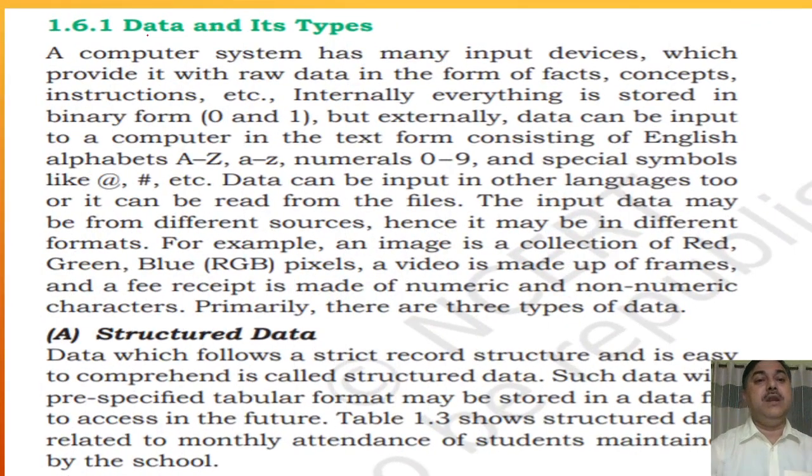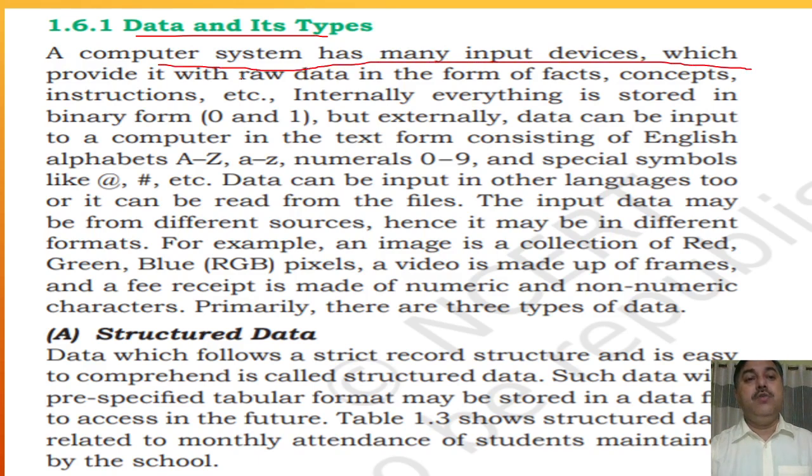So when we find data, and there are different types of data, we see it in the computer system. It has many input devices which provide the data in the form of facts and concepts. When we give an instruction, it does the work internally. Internally we are storing the data, that means we are storing exactly 0 and 1.